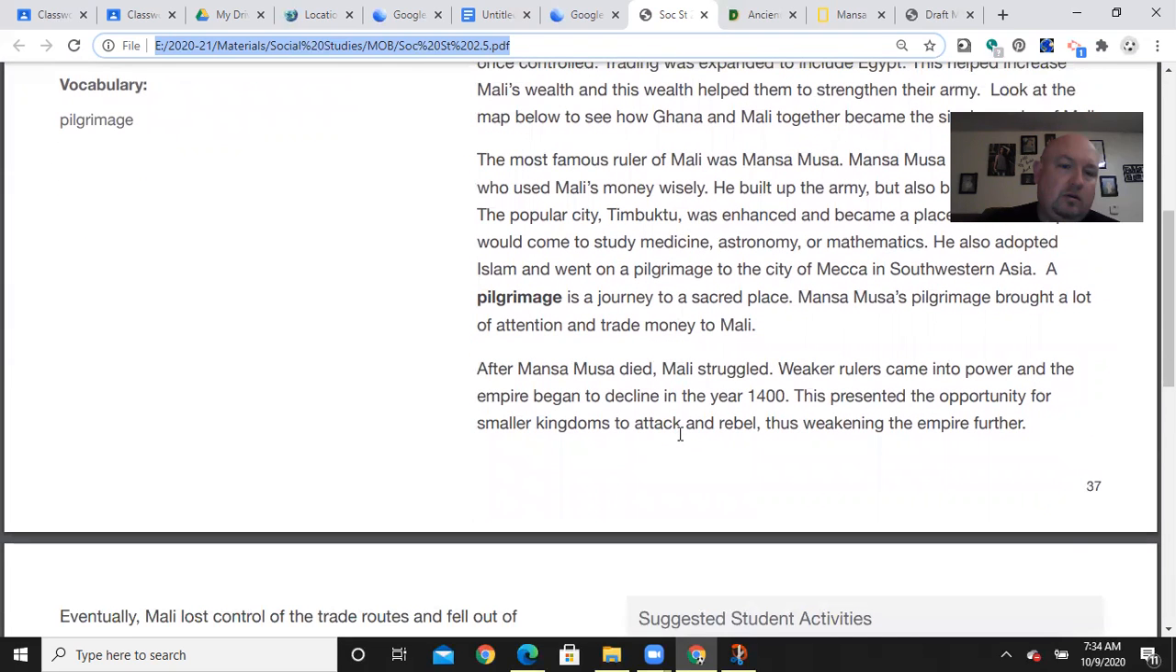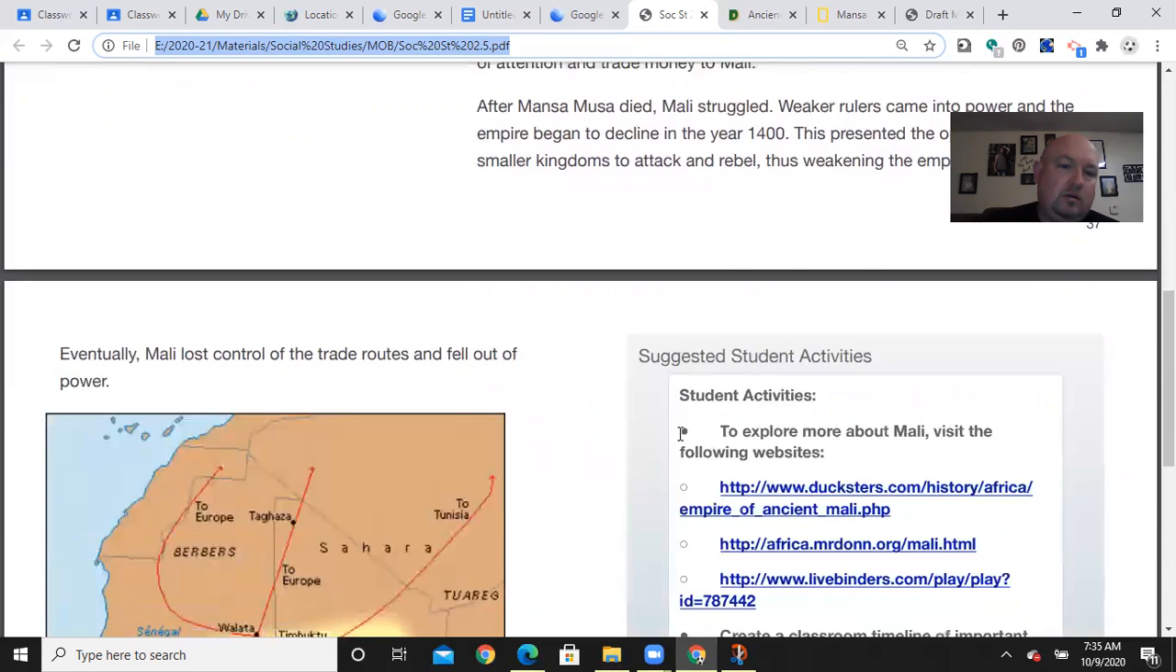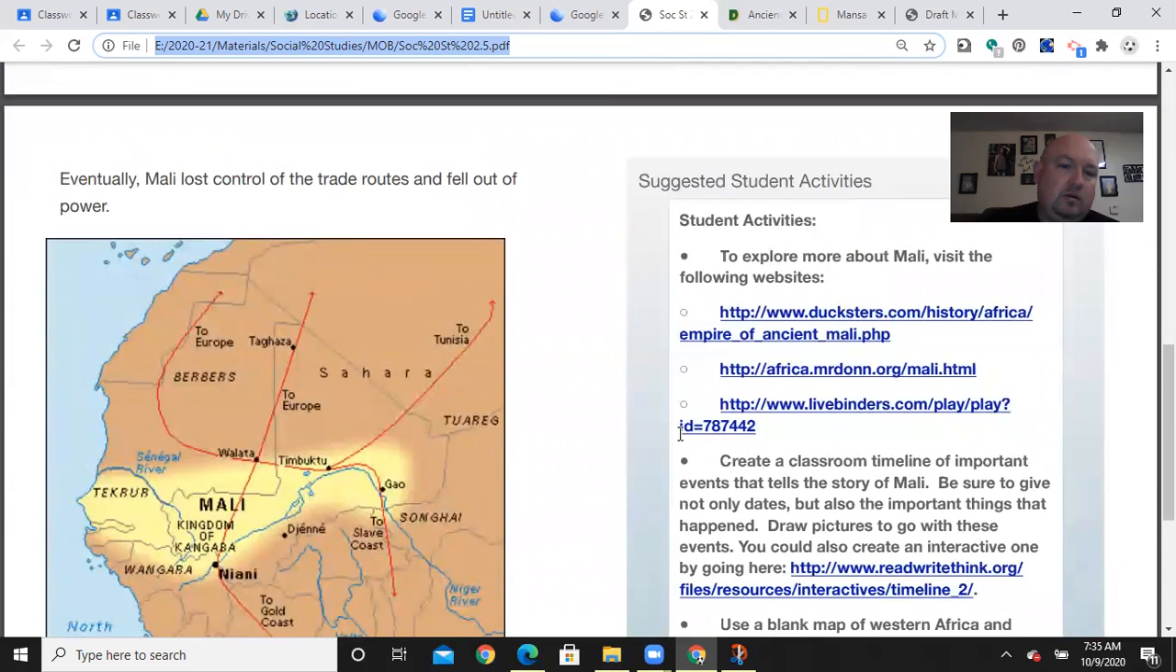Continuing on. After Mansa Musa died, Mali struggled. Weaker rulers came into power, and the empire began to decline in the year 1400. This presented the opportunity for smaller kingdoms to attack and rebel, thus weakening the empire further. Eventually, Mali lost control of the trade routes and fell out of power.